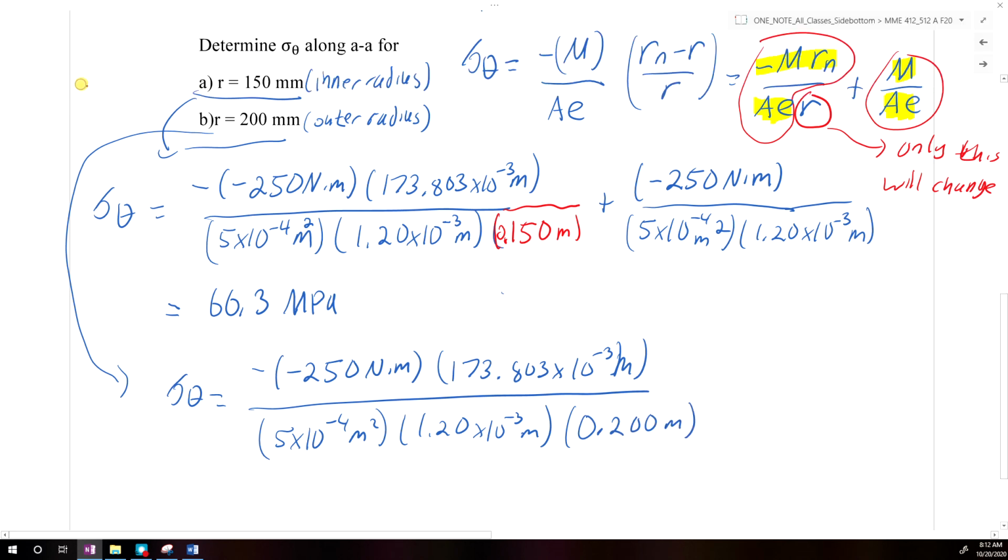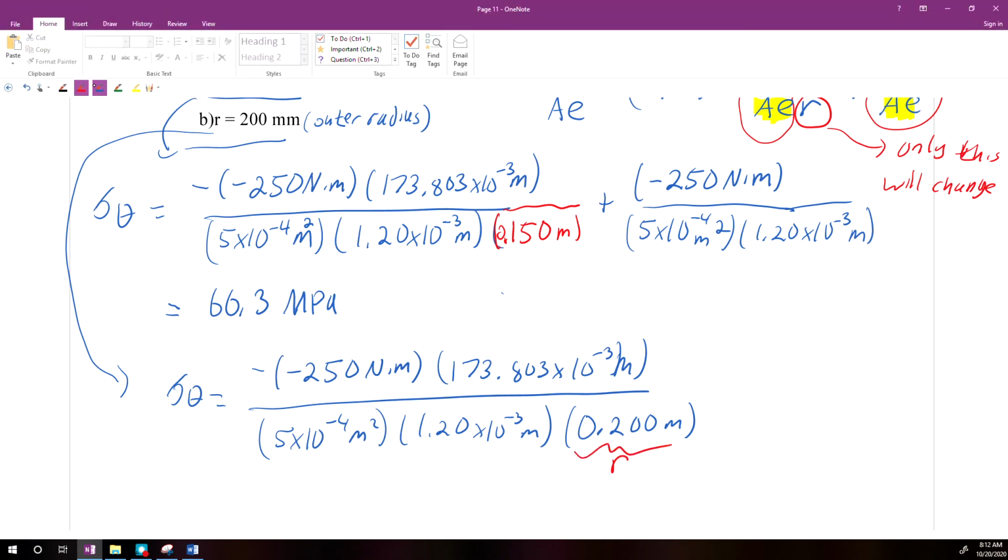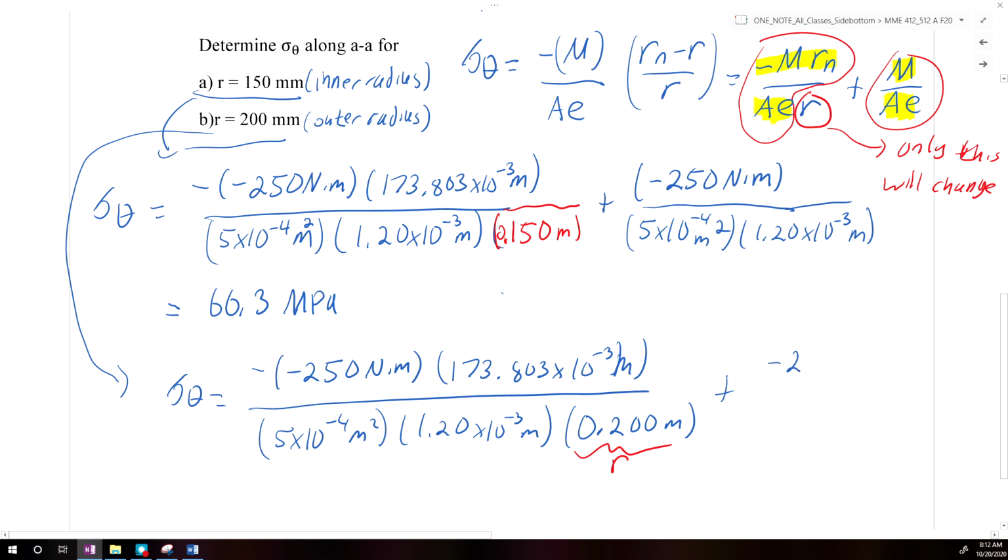So that's our variable, R. And then the rest of the equation is just going to be the same. It'll be the minus 250 newton meters over 5 times 10 to the minus 4th meters squared times our eccentricity of 1.20 times 10 to the minus 3rd meters. If you evaluate it all out, we get minus 54.7 megapascals.